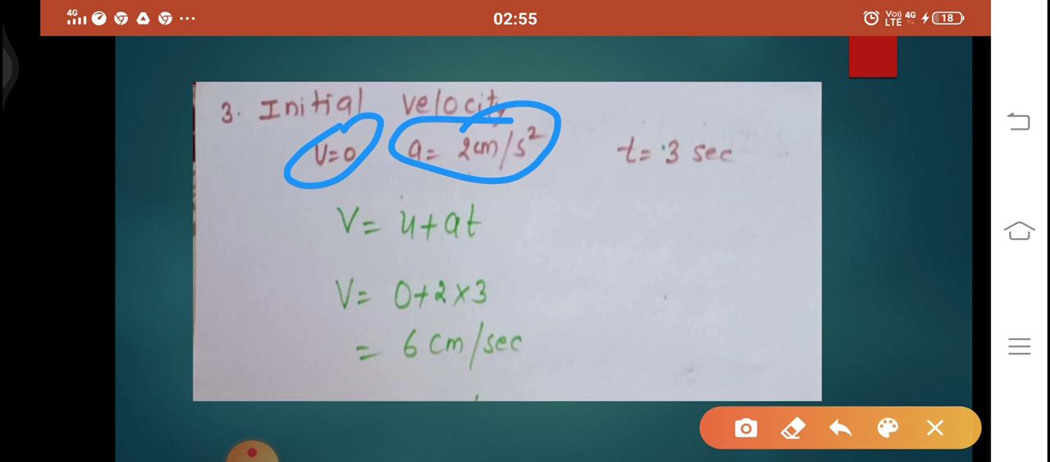Now initial velocity is 0. At is 2 centimeter. Now don't change the unit here. If you change the unit here, the answer will also change. So suppose 2 centimeter per second square, so we are writing that into time. So the answer will be v equal to u plus at, time is 6 centimeter per second.